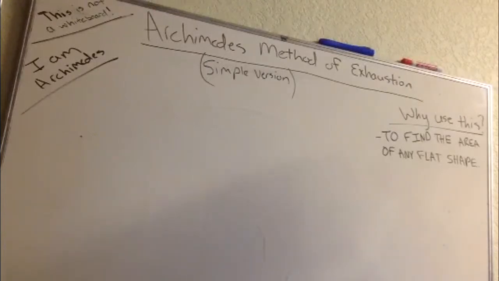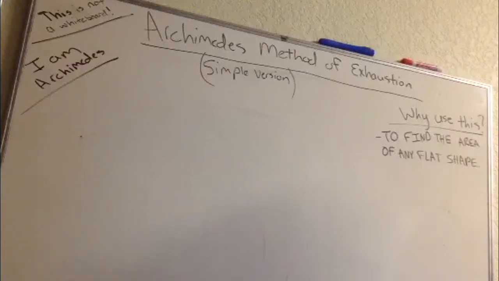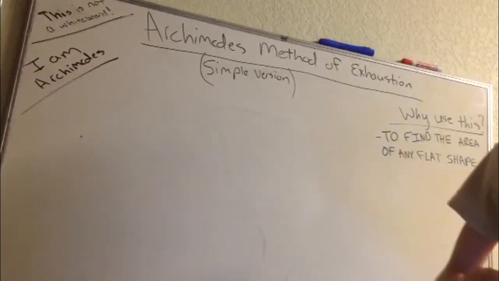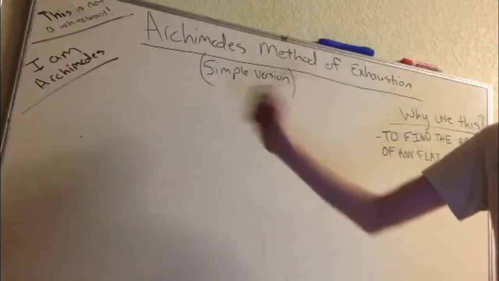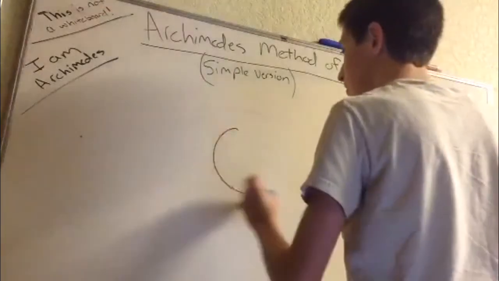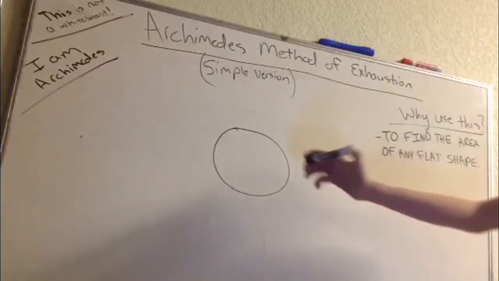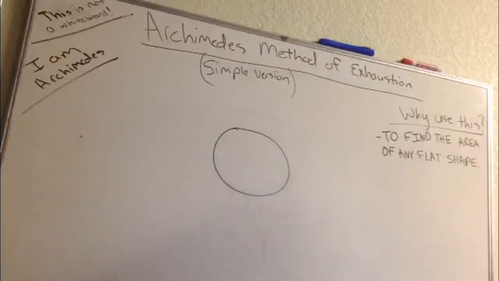Why would we use the method of exhaustion? To find the area of any flat shape. So, first off, again, I'm Archimedes, and no, this is not a whiteboard. So let's just assume that this flat shape is a circle. Okay? And I want to find the area of this flat circle.